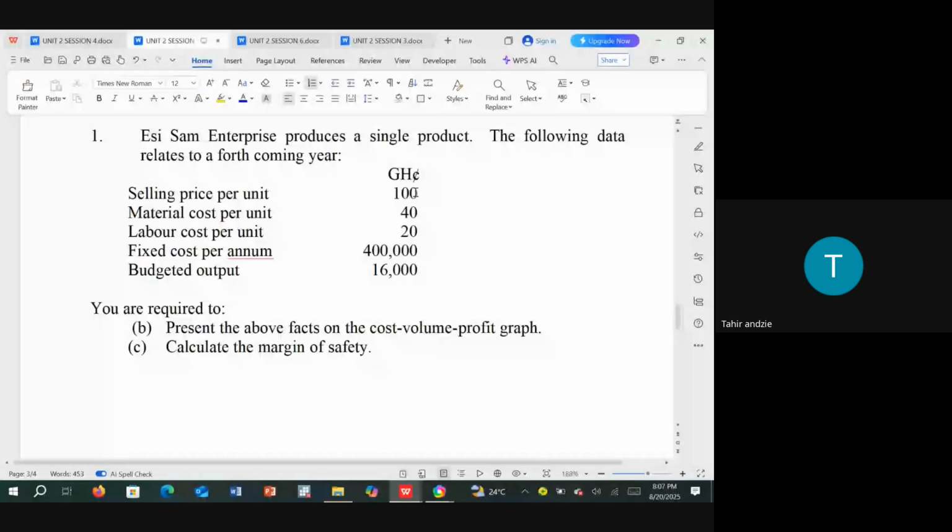So in this case, you have the maximum loss to be 400,000, and then the maximum profit is supposed to be obtained from the 100 cedis here times the 16,000, that will give us 1,600,000. Then you multiply this 60 by the 16,000 here to give you the total variable cost. Now take the total cost from the total sales revenue, and you have gotten the maximum profit. So you have the two extremes, the maximum profit and the maximum loss.